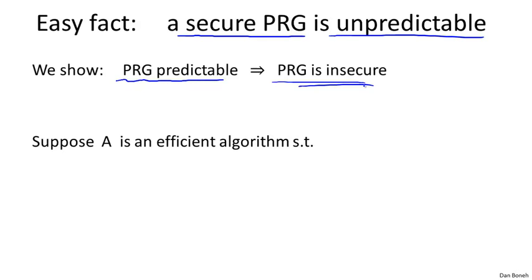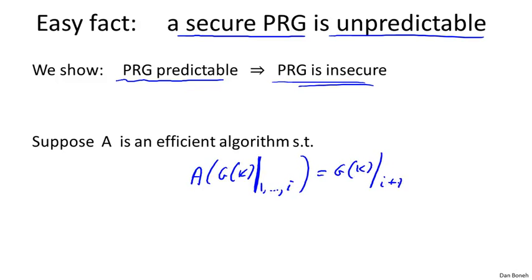Suppose you give me a predictor. In other words, suppose you give me an efficient algorithm such that if I give this algorithm the output of the generator, but only the first i bits of the output, it's able to predict the next bit of the output. In other words, given the first i bits, it's able to predict the (i+1)st bit, and it does that with a certain probability.